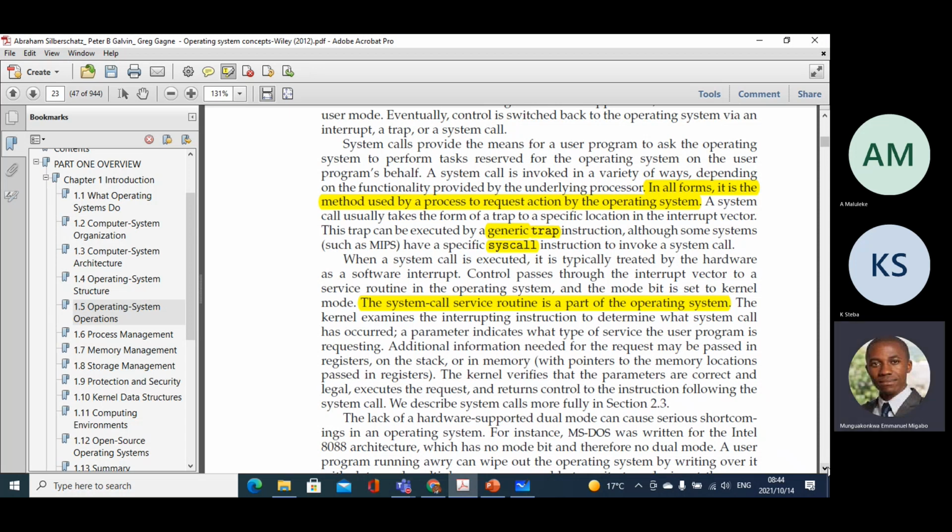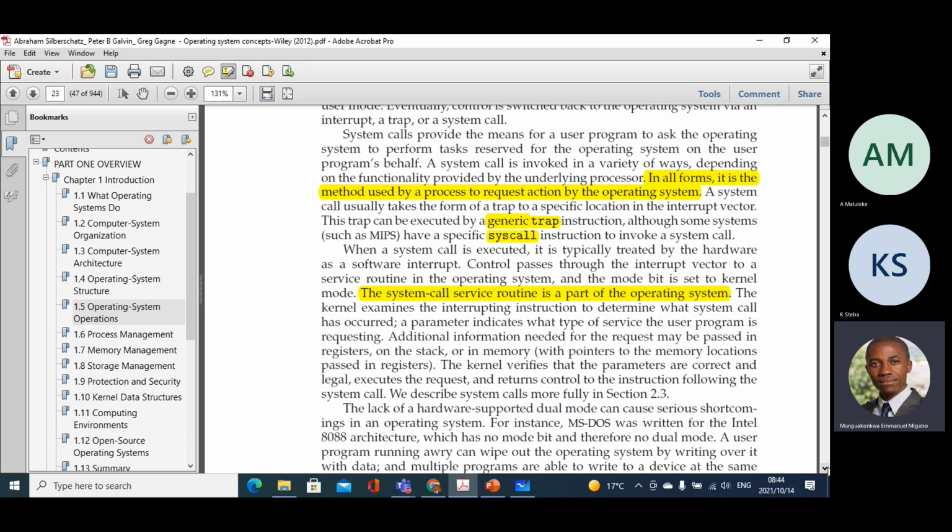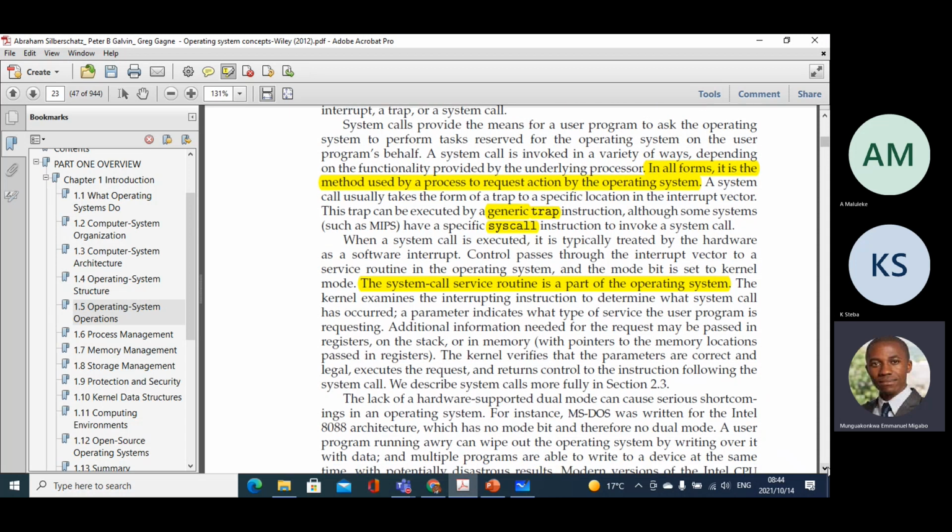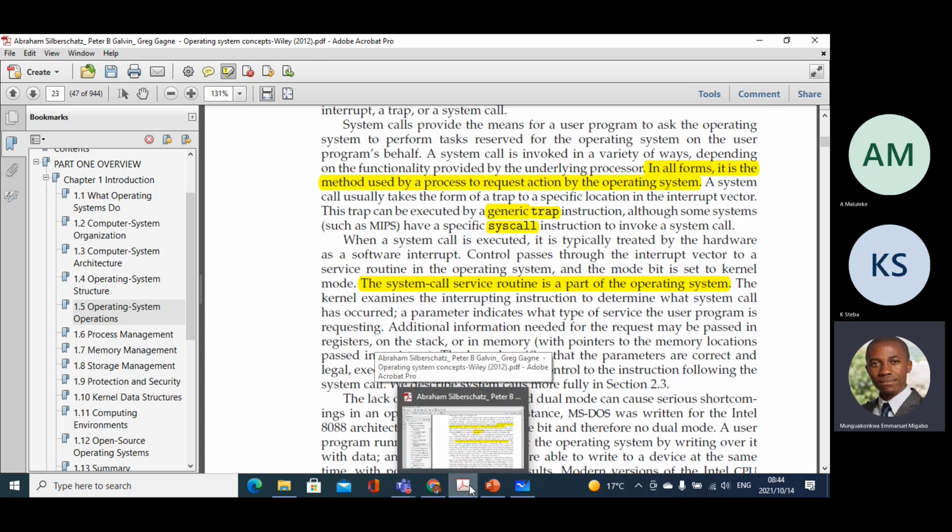So a user program running can wipe out the operating system by writing over it with data. That's what justifies the fact that we protect certain types of instructions and files to be only executable in kernel mode. And just to link this to security, that is why most hackers often go the MS-DOS route. Hackers, all these malicious software, they often execute not on a GUI.